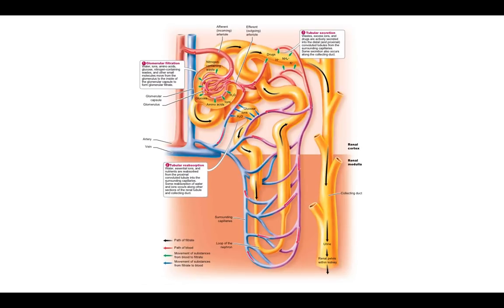Oh, and there's our lovely little nephron. We have glomerular filtration right here at the glomerulus, tubular reabsorption at both the proximal and convoluted tubule, and then tubular secretion.